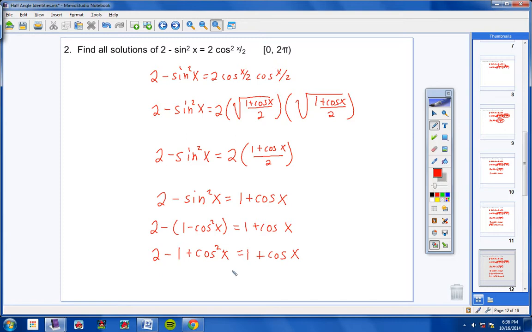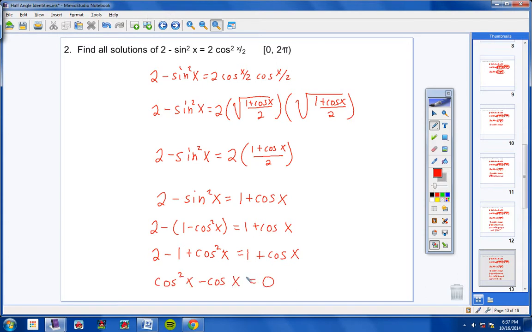So now I'm looking really good. I'm thinking to myself, okay, I'm going to get all my cosines on one side, and then factor, hopefully. So let's see what happens, okay? Well, if I bring this over, it becomes a negative 1. If I bring this over, it becomes a negative cosine. And please do not combine negative cosine with cosine squared. They're unlike terms, okay? So here's what I end up with. I have 2 minus 1 minus 1. Those cancel out. So I'm left with this.